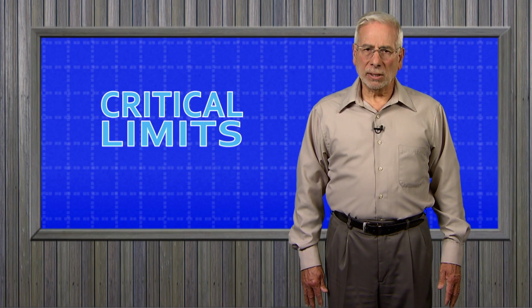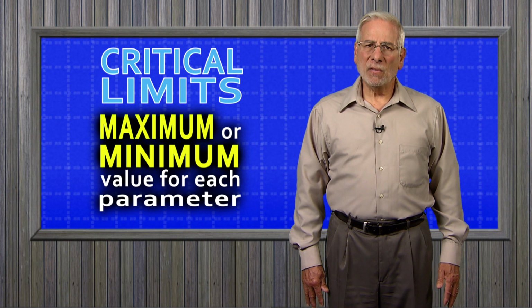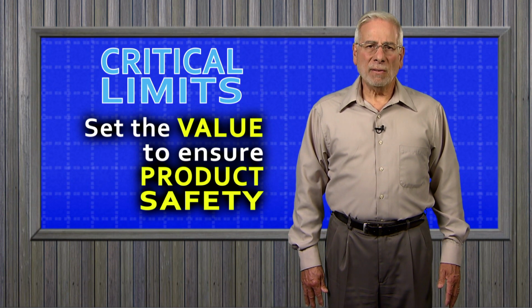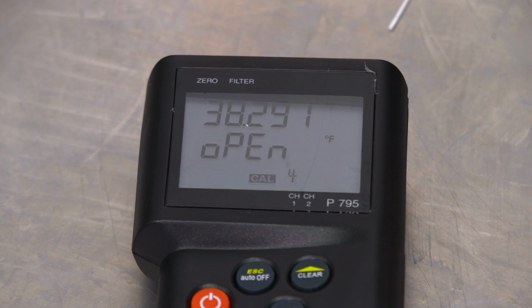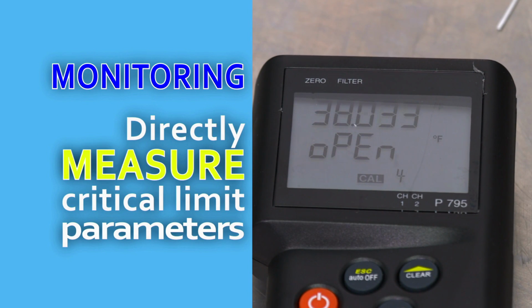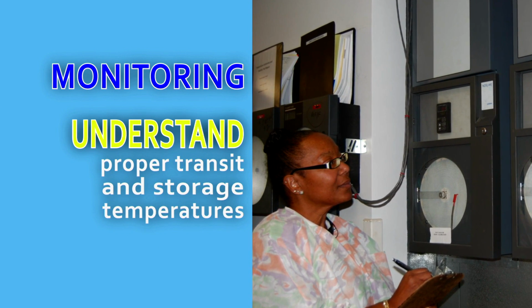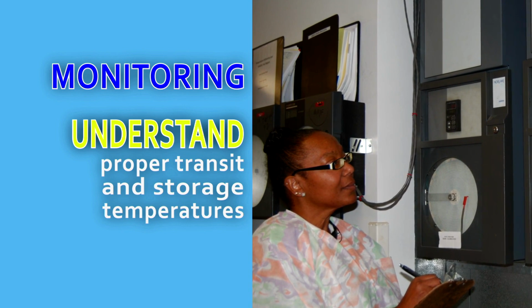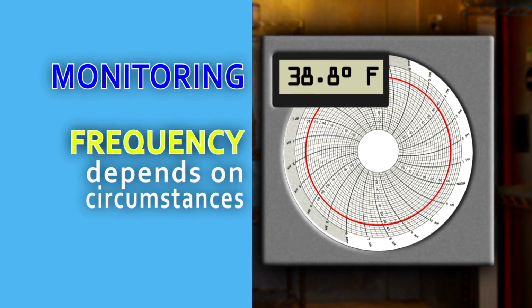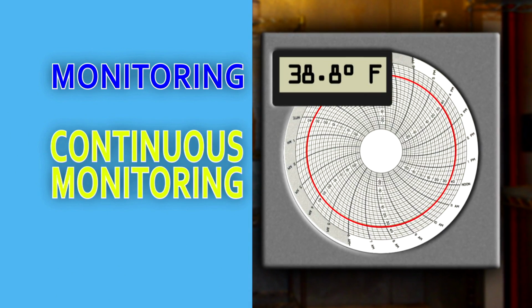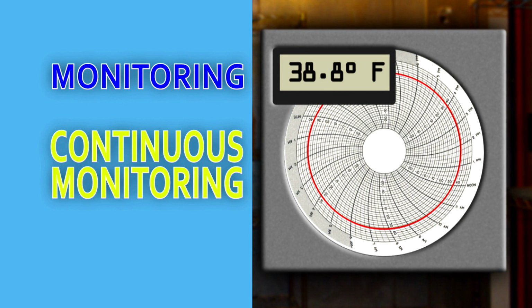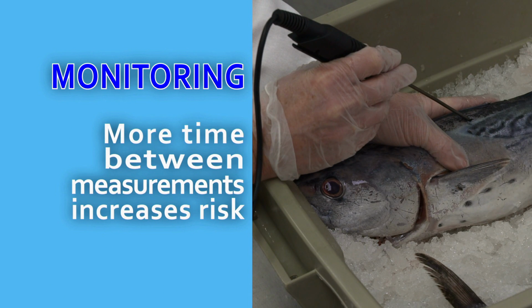No matter what the product type is or the control strategy used, here are some important points to remember. For critical limits, identify the maximum or minimum value for each parameter. Set the value to ensure the safety of the product. For monitoring, directly measure the parameter established for the critical limit. All monitoring should be performed by someone who understands the importance of maintaining proper transit and storage temperatures. Monitoring frequency depends on individual circumstances, and continuous monitoring is always desirable and, in some cases, necessary.